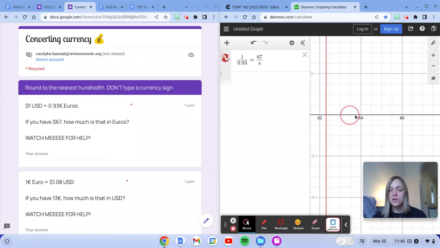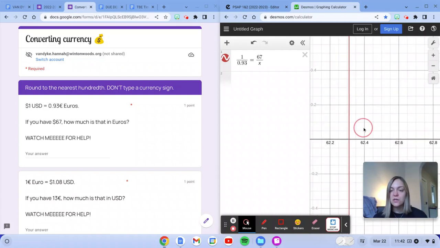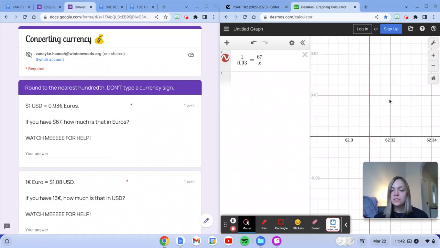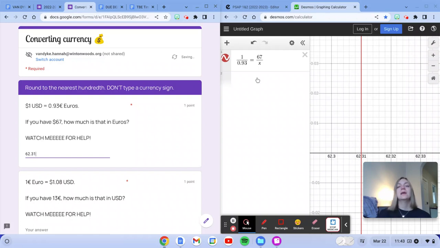So I'm zooming in. You might have to do the exact same thing to the nearest hundredth, which is 2 decimal places. So this is looking like 62.31. So I'm just going to go ahead and type that there.